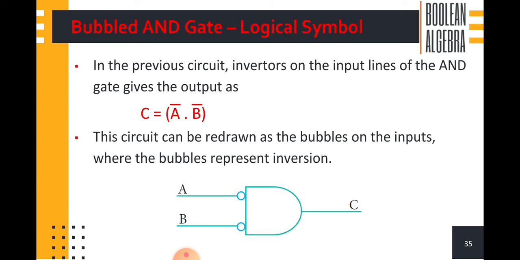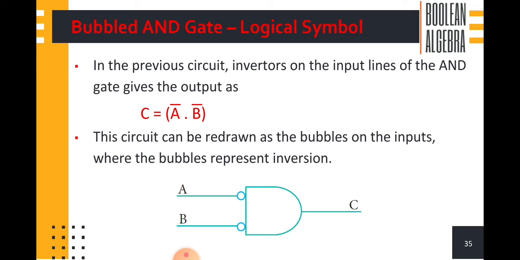So in the previous circuit, inverters on the input lines of the AND gate give the output C equal to A complement dot B complement. What did we include? We included the inverter on these input lines. This circuit can be redrawn. We can also redraw that circuit with bubbles on the inputs, where the bubbles represent inversion. Okay, we already studied, no? Like the NOT gate, it is also represented by the circle symbol.